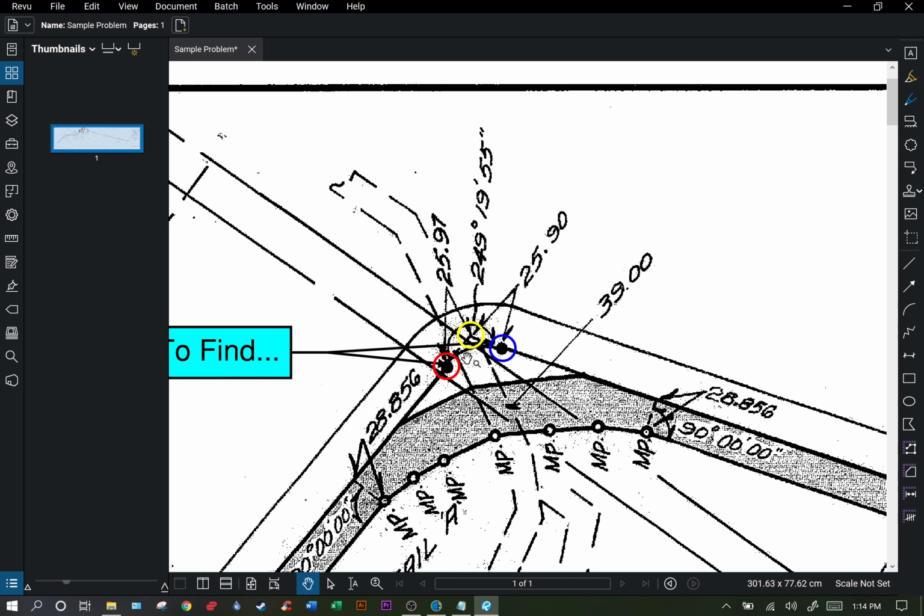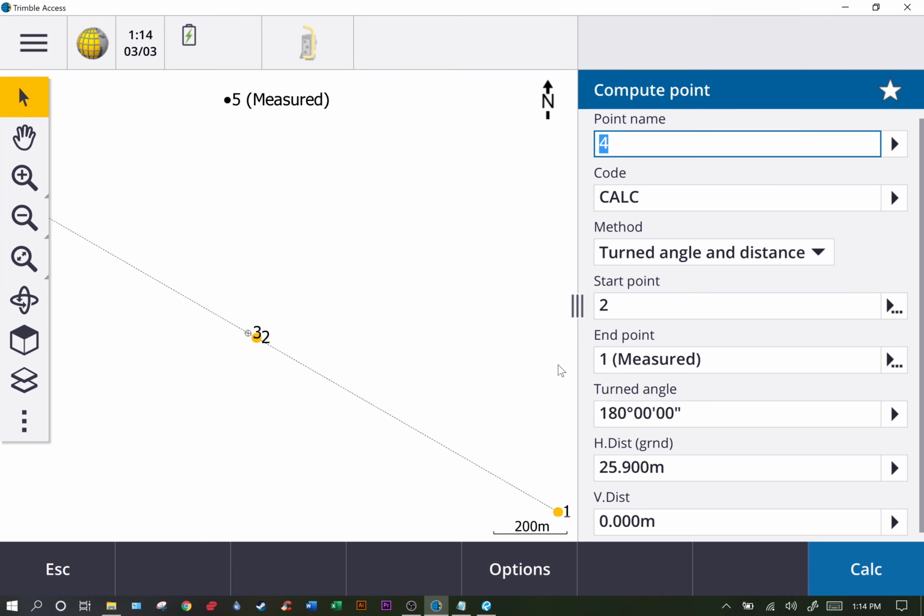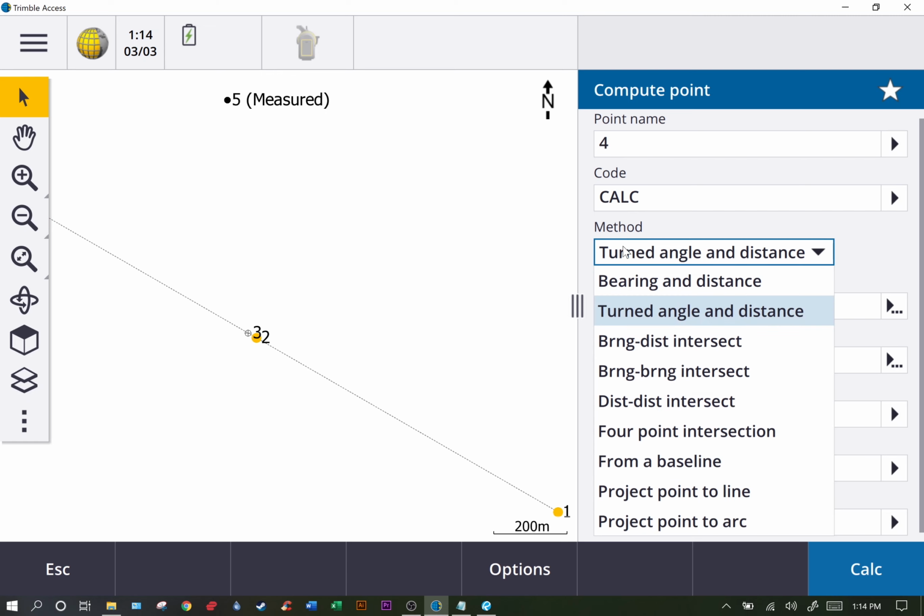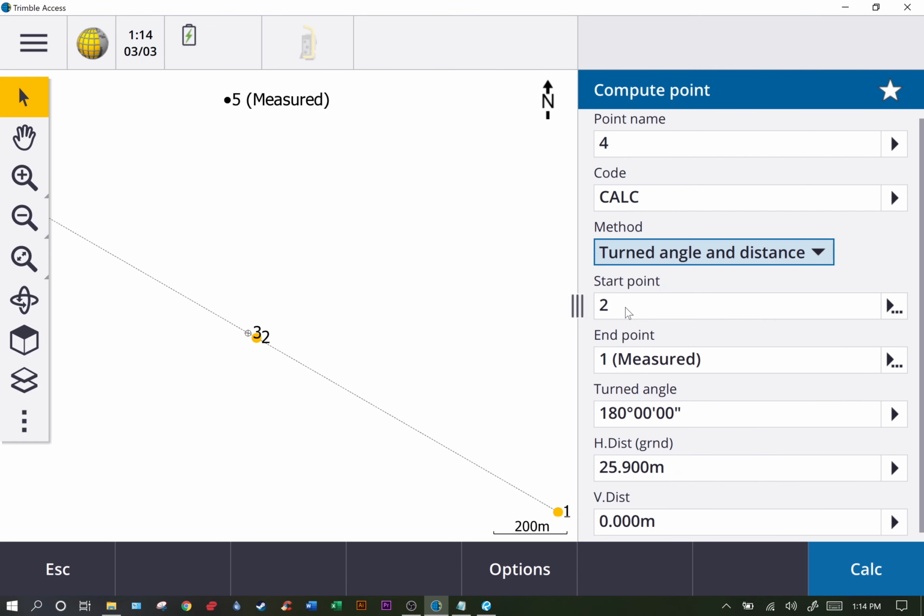So the way I can do that is find the interior angle of this intersection, which is going to be 360 degrees minus this angle here, 249, 1955. So going back to Trimble Access again, point 4, calc point. I'm going to use turned angle and distance again. Start point is going to be 3, end point is going to be 2.